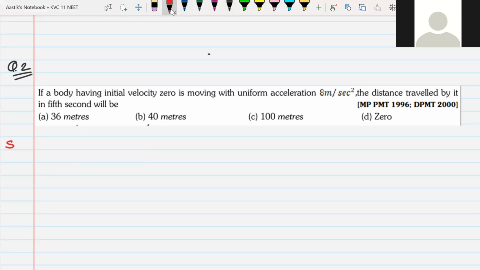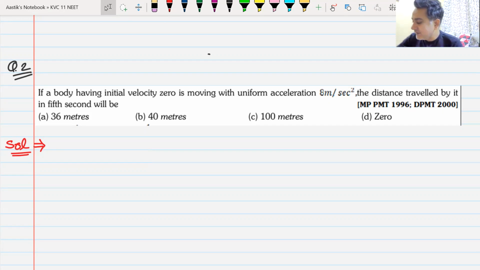And what is the answer for this one? Six meters, sir. 36 meters, sir, and that is correct. 36 meters. That is correct. So how are we supposed to do it?